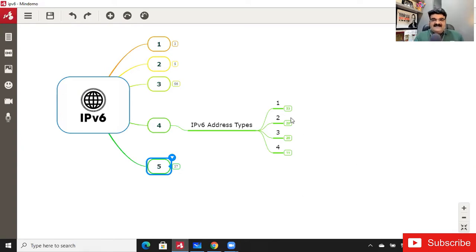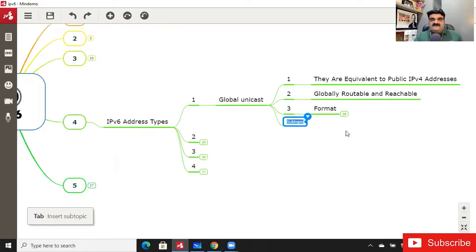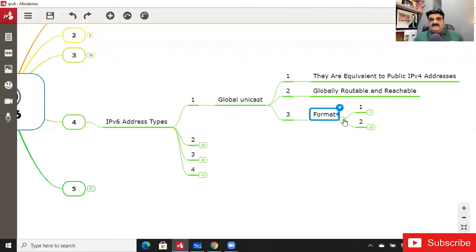In the previous session we finished the global unicast address, and its format. A global unicast address is like a live IP address in IP version 4, or we can say that it is a public IP.